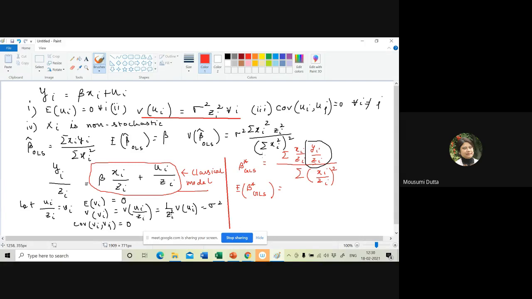Today only we did all these steps. We had Xi, Yi in the numerator and summation Xi square in the denominator. Now you have to consider everything in terms of the transformed model. Now simply replace Yi by Zi by these things. So the first value is beta Xi by Zi. If you keep beta outside the sum, you are getting beta summation Xi by Zi whole square. That will be cancelled with the denominator. And the second term will come in terms of Ui by Zi.